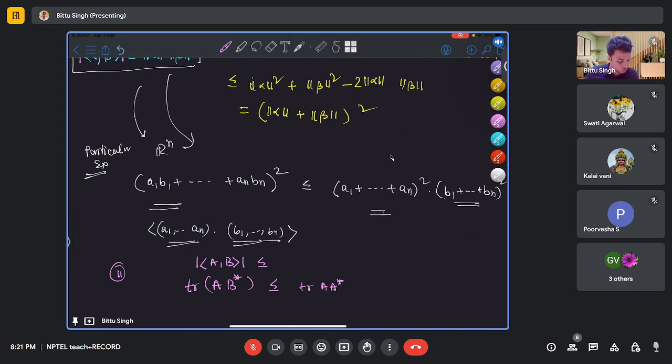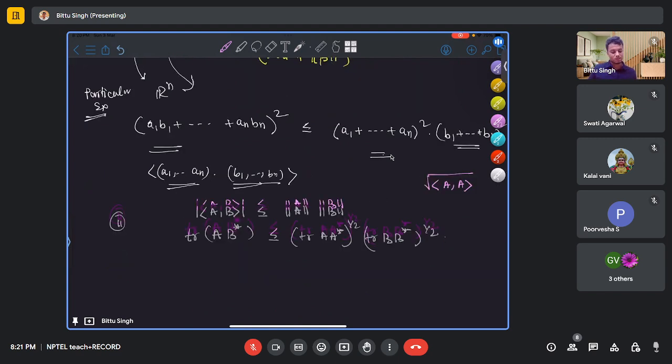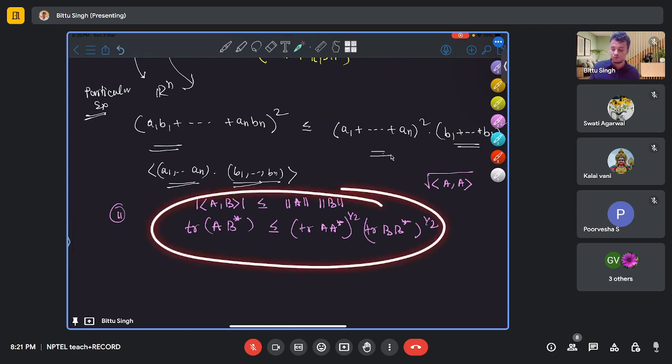This is always less than or equal to the norm of A times the norm of B. And the norm of A means take the inner product of A comma A and take the square root. So it is trace of A A star, and the second thing is trace of B B star. This is an interesting corollary from the Cauchy-Schwarz inequality. Okay.